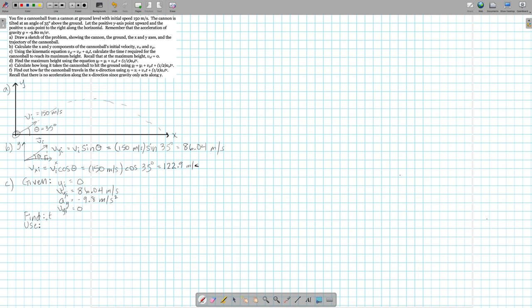In this case, what could we do? I think we want to use VYF equals VY initial plus AYT. The reason why we choose that equation is because it contains all of the stuff in our list of givens and the variable that we want to find. So there's only one unknown in this equation, and we will be able to solve for our unknown t by doing some algebra. So let's solve this equation for t.